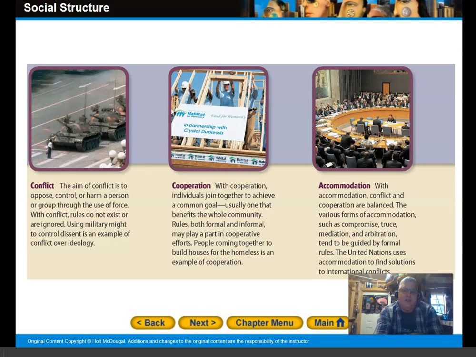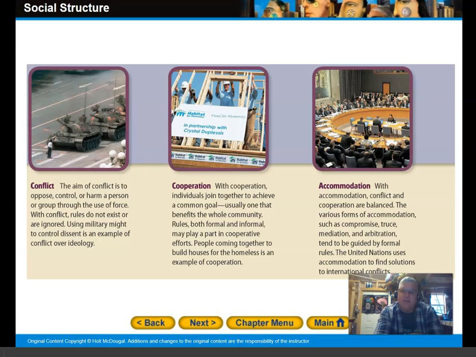With cooperation, individuals join together to achieve a common goal, usually one that benefits the whole community. Rules, both informal and formal, may play a part in cooperative efforts. People coming together to build houses, for example, is an example of cooperation.